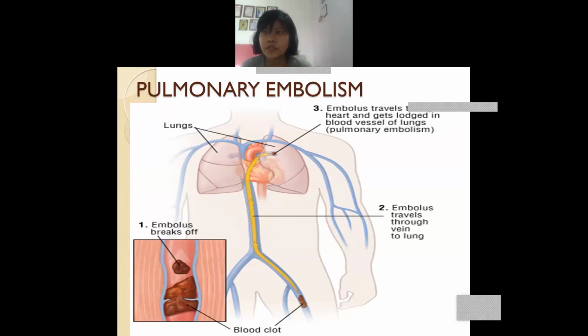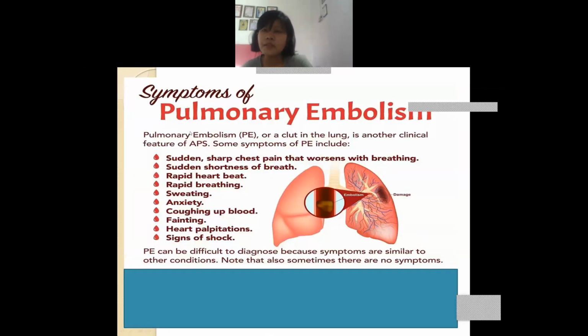So obviously the person will find difficulty in what? Difficulty in, can anybody guess? If there is some blockage or if there is something in your lung, or else in your heart portion, right? So the person will find difficulty in what? Breathing. Yeah, the person will find difficulty in breathing. Understand? Okay, Rudolph, good. Okay, so these are the symptoms that you will find in pulmonary embolism.